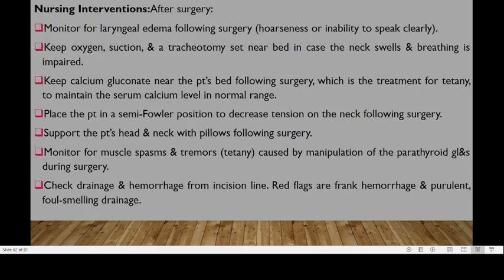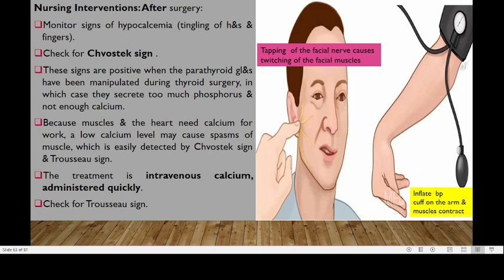Red flags are frank hemorrhage and purulent, foul-smelling discharge. After surgery, you need to monitor for signs of hypocalcemia, like tingling of the hands and the fingers.